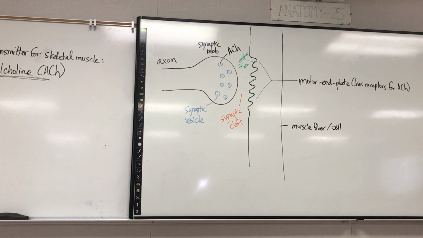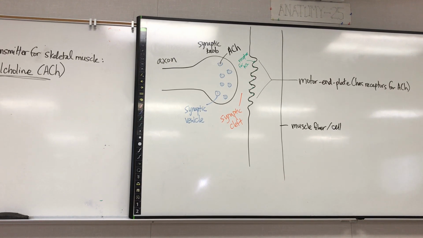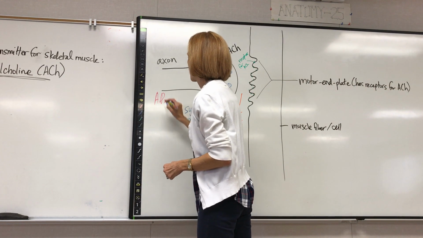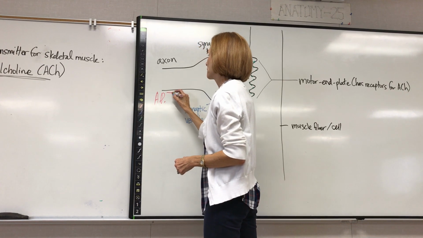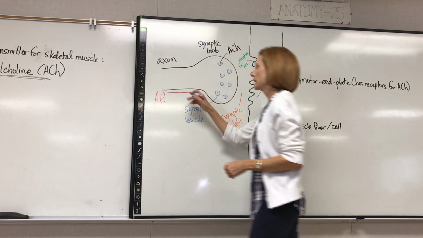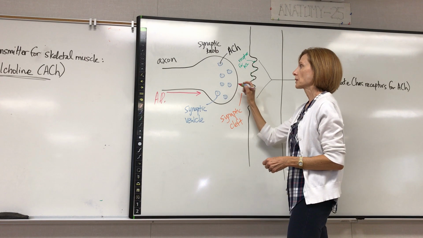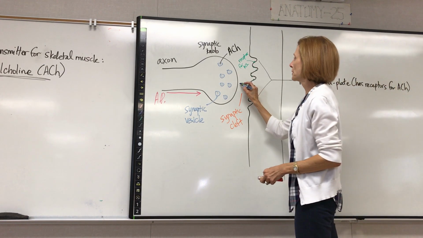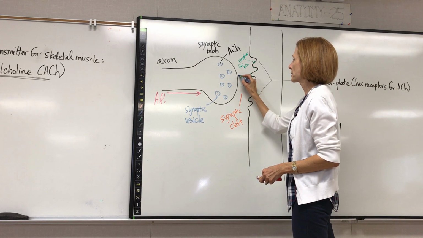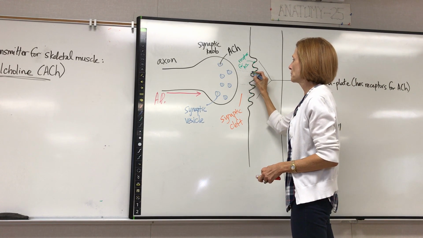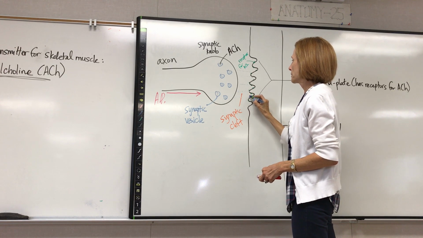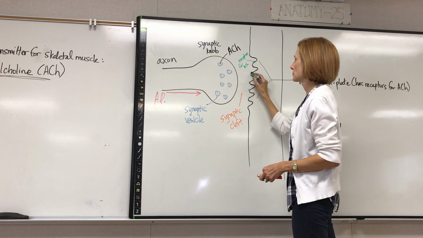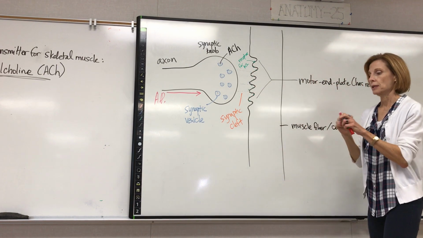And let's just put in the action potential again. I'm just going to abbreviate that, AP. So it's going to travel down the axon. When it gets to the end of the axon, the acetylcholine is released. Acetylcholine will travel across the synaptic cleft. So here's our acetylcholine coming along, and it will bind to the receptors here on the motor end plate.